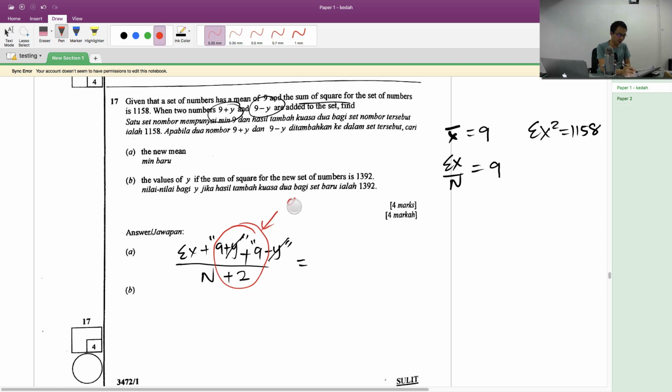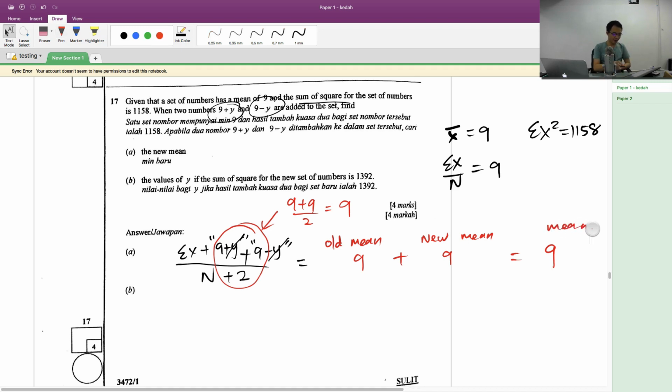So 9 plus 9 over 2 gives 9. That means your previous mean, the old mean, is 9, and the new mean is 9. So your mean still remains 9. Alright, maybe I shouldn't write it like this, it might make you even more confused.